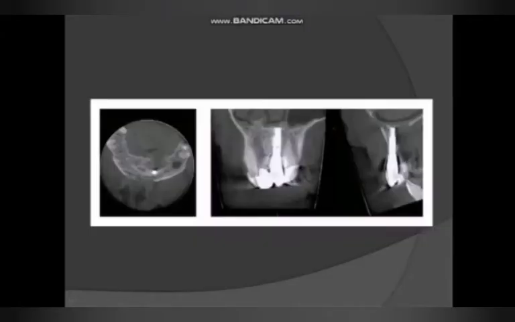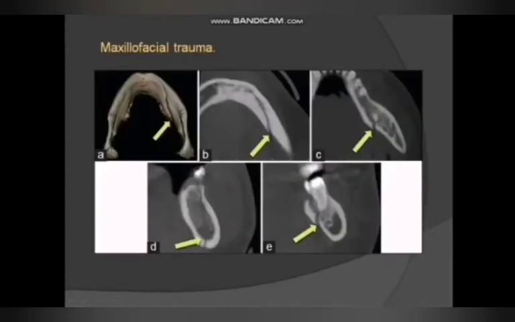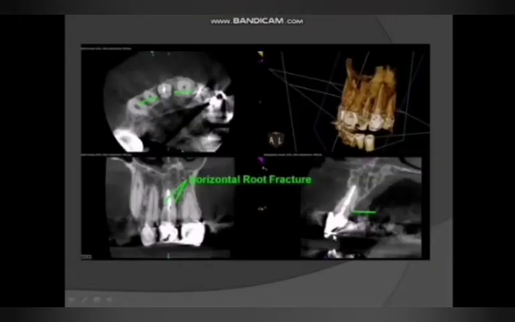This radiograph shows a large lesion in the palatal part of the alveolar bone, with a thinning of the lower anterior border of the nasal cavity. Another use is assessment of any trauma in the maxillofacial region. Like this figure, we have a longitudinal fracture line in the lower jaw, and also a fracture in the tooth. Also in this figure, we can see the horizontal root fracture of the upper teeth.